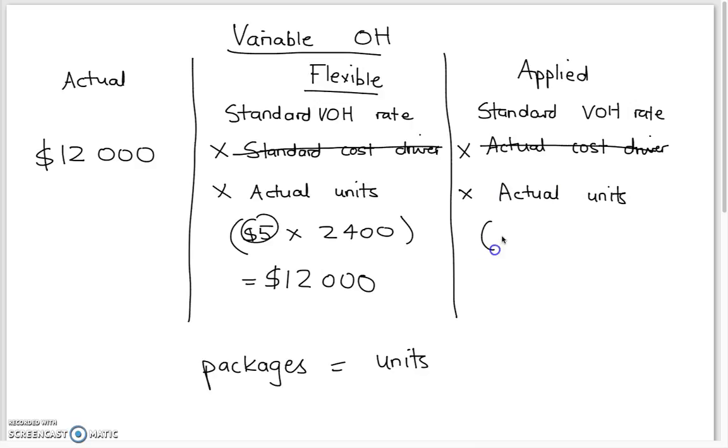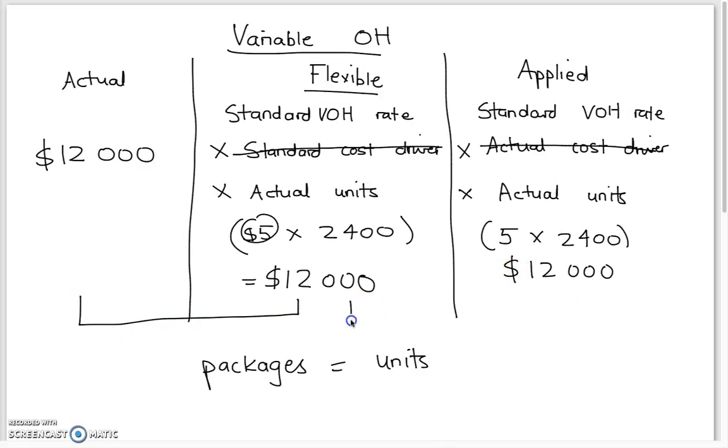So essentially, my answer is going to come out to be the same thing, since my standard VOH rate is $5 multiplied by my actual units, 2,400, 12,000. So all the answers are the same. So when I want to compare these two, and then I want to compare these two, I want to compare my actual and my flexible in order to find my spending variance.